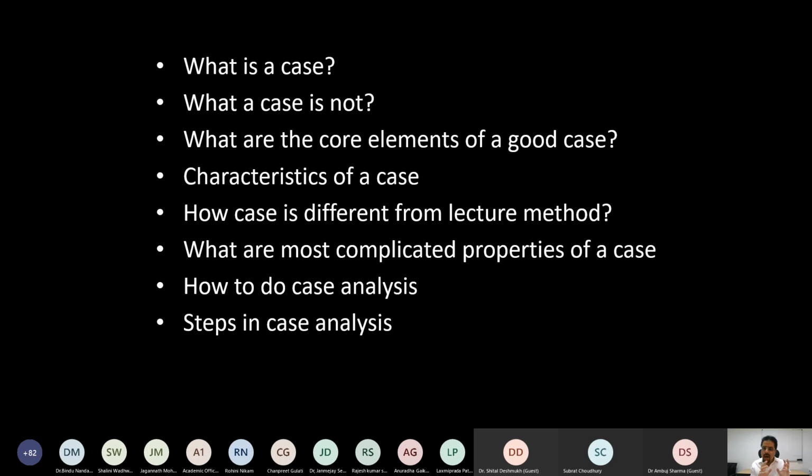And then we'll get into how to do an analysis, what the steps are in the analysis of a case, and how you should present it to the student. Tomorrow we'll discuss the relationship between the student and the faculty, and maybe we can have a small caselet which you will analyze, and then we'll have a discussion around it. So I hope we have laid down the roadmap of our discussion.